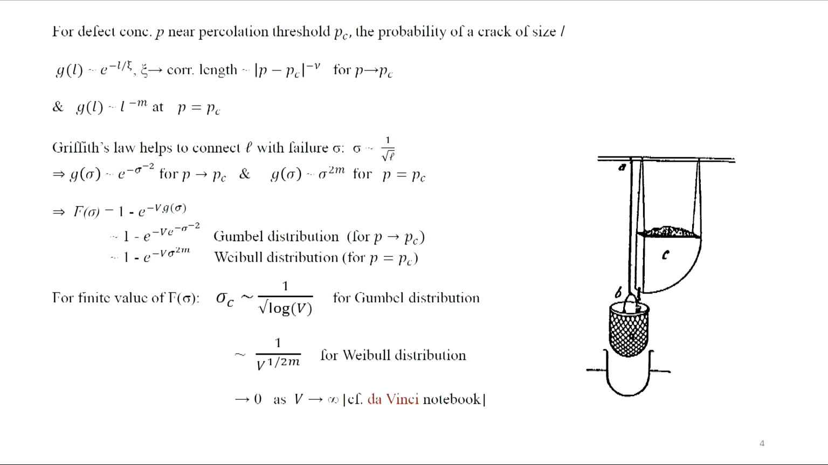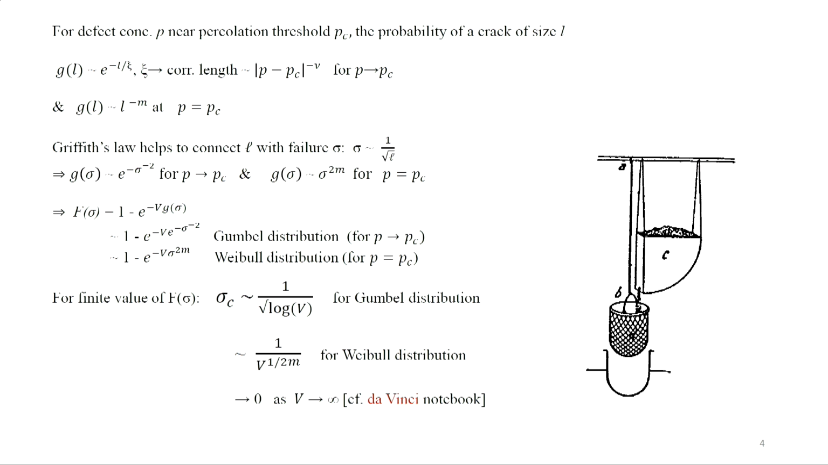So G(L), near the percolation threshold, goes as e to the minus L by xi, where xi is a characteristic length, the correlation length, which goes with exponent nu as p goes to Pc. At the critical point, you will have power laws. So the defects are not dependent on p because you are at Pc, and then it is entirely a power law, which is a self-similar distribution. So these are very well studied.